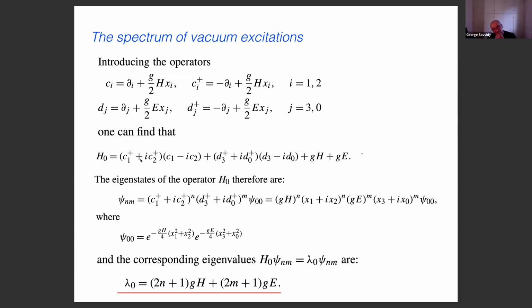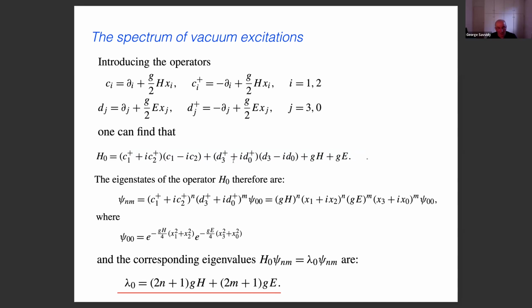Remember when you write the oscillator in terms of creation and annihilation operators, it is A, A dagger, A. So this is similar, you see. This is an operator, let's say, and this is its dagger. And there's D and a D dagger. And there also remain these two terms, GH, GE.